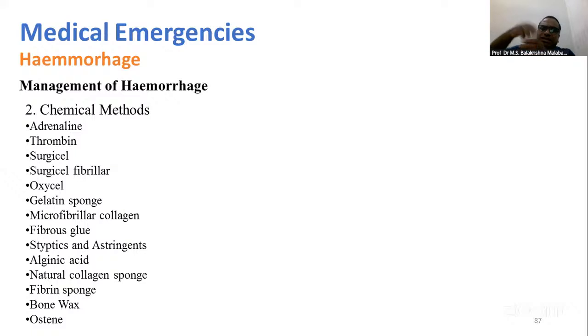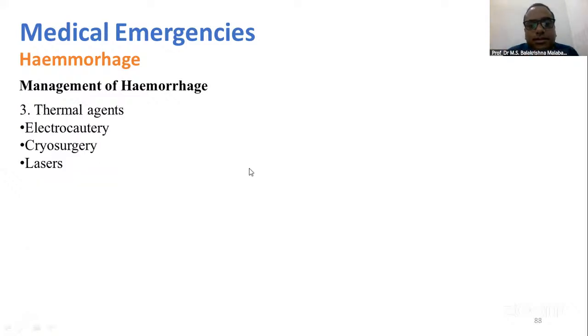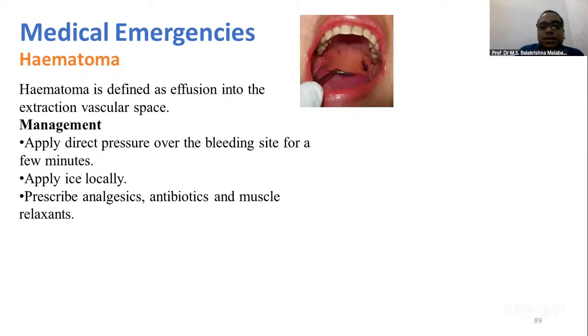Surgicel you can pack inside the socket and tighten it. Bone wax is also there. Then thermal agents like cautery: you can bring the electrode towards the source of bleeding and arrest the bleeding. If the cautery is not available, you have a ball burnisher, from your normal amalgam filling instruments and endo fillings, right? You can heat the ball burnisher and it can also act like a cautery. Cryosurgery can be done, and lasers can also be used to arrest the bleeding.